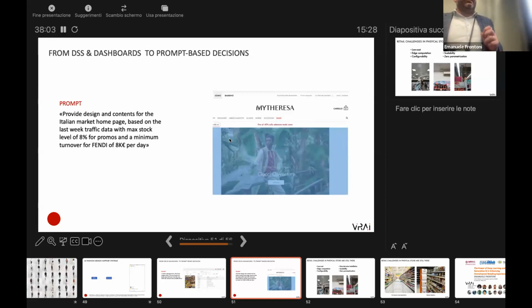And this idea of prompt-based design applied to several retail applications is one of the visions that I was trying to tell you about during my presentation.